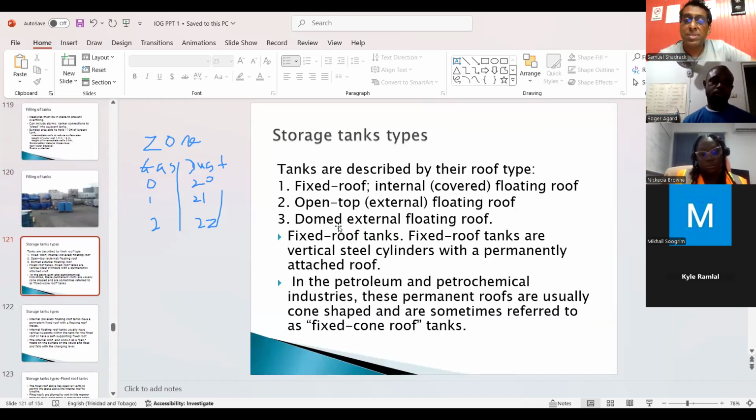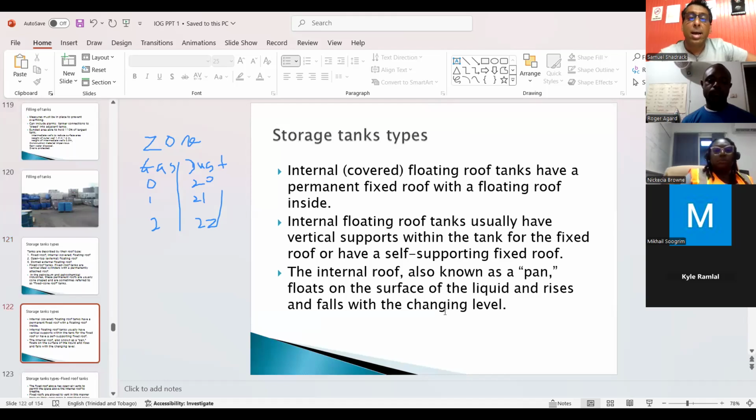So you have different types of tanks. We have fixed roof tanks, open external floating roof tanks, and dome external floating roof tanks. Fixed roof tanks are vertical steel cylinders with a permanent attached roof in the petroleum and petrochemical industry. These permanent roofs are usually cone shaped, just like that, and are sometimes referred to as a fixed cone roof tank. Let me explain the rest of them.